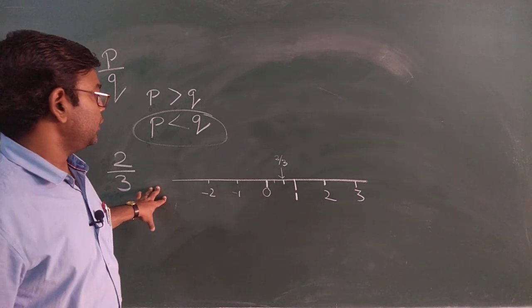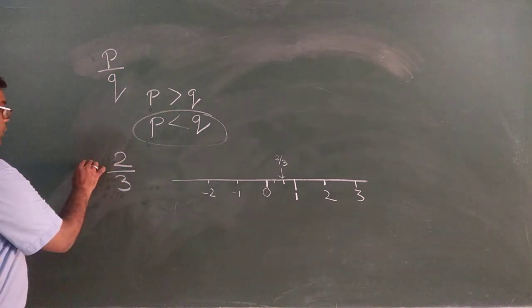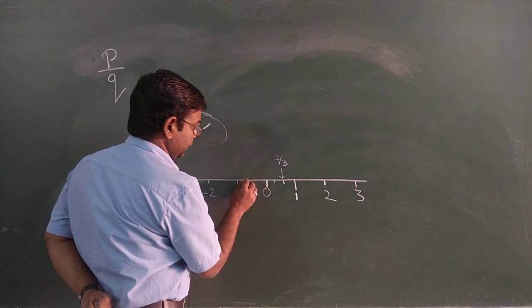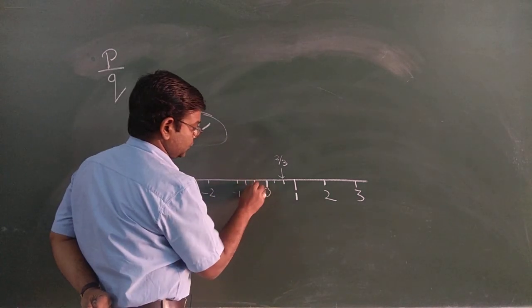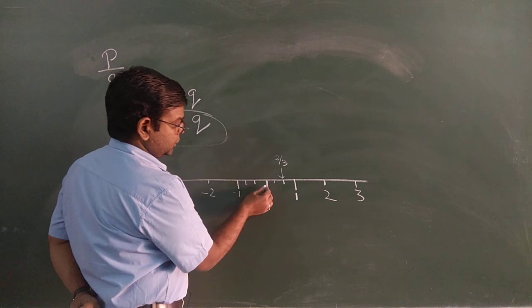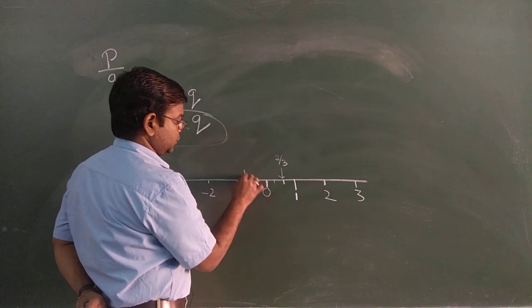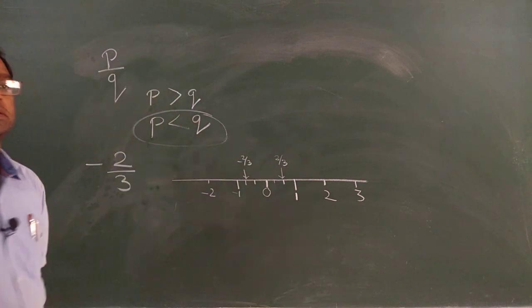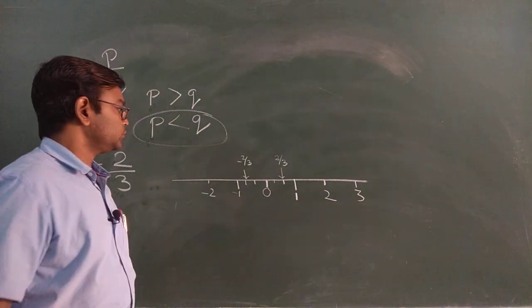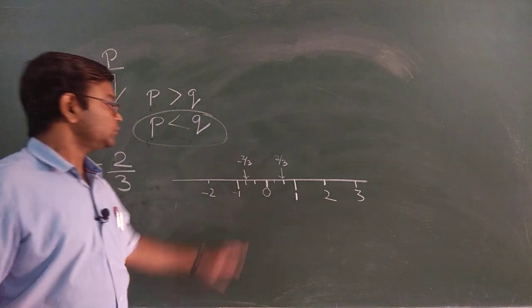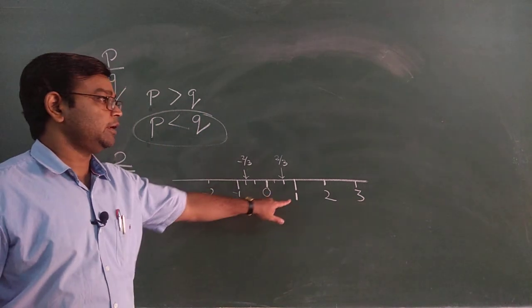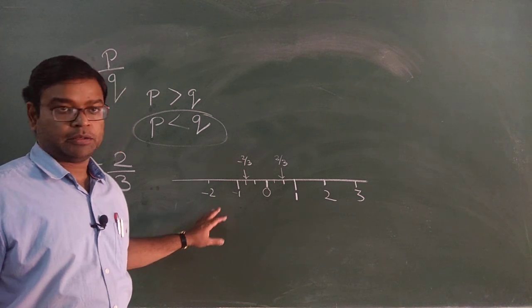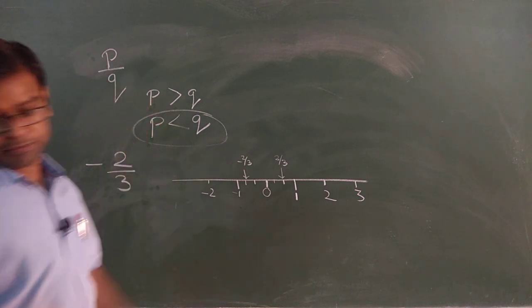If it is the same thing with a negative sign, we come to the negative side, the left side of 0, and divide it equally. Clear? So it's 1, 2, this one, minus 2 upon 3, this part. Hope this one is clear to you. We count from 0, either left side or right side. Now come to the second part.